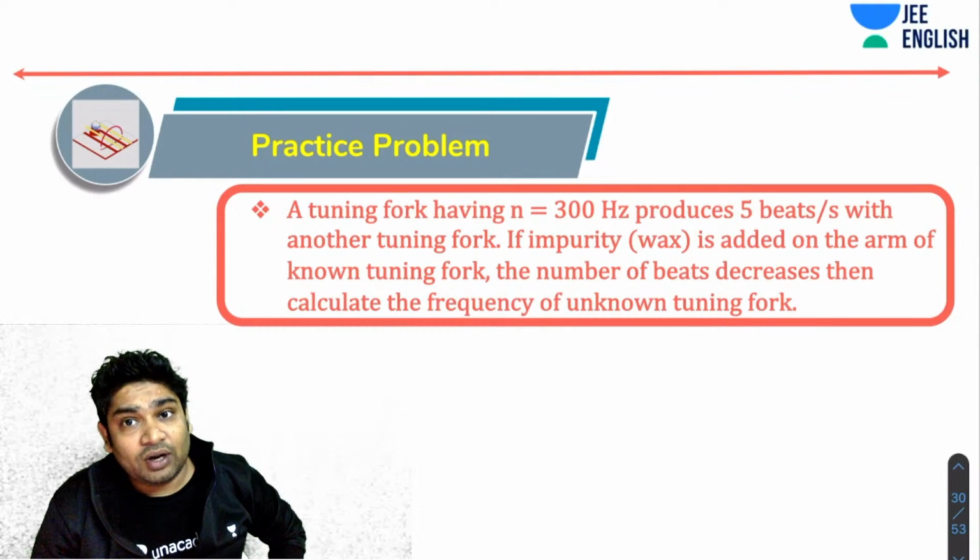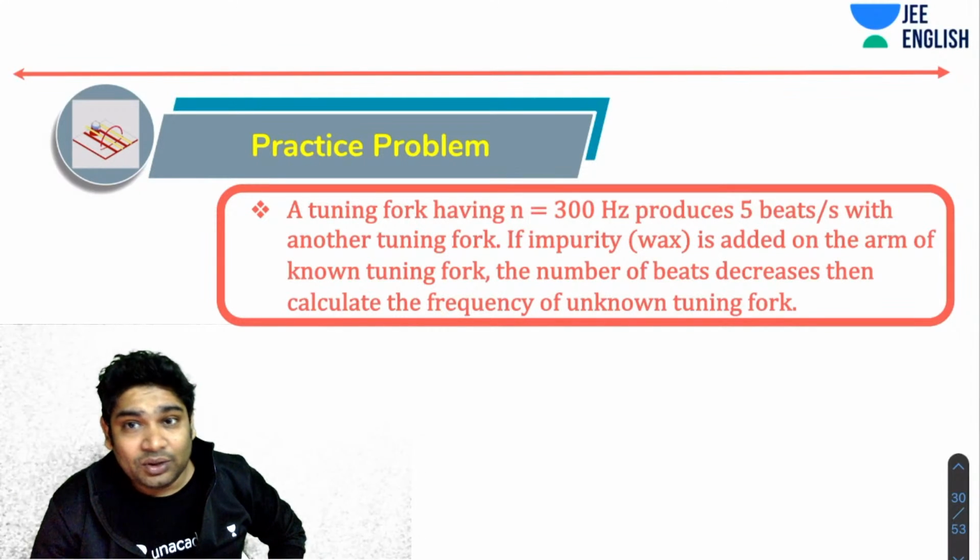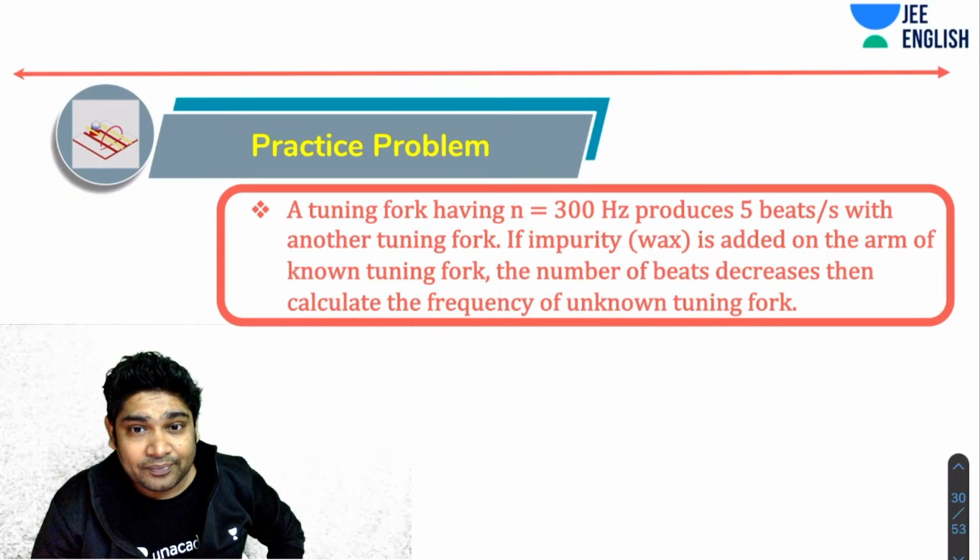You've been told a tuning fork having n equals 300 hertz produces 5 beats with another tuning fork. If impurity or wax is added on the arm of the known tuning fork, the number of beats decreases. So calculate the frequency of the unknown tuning fork.